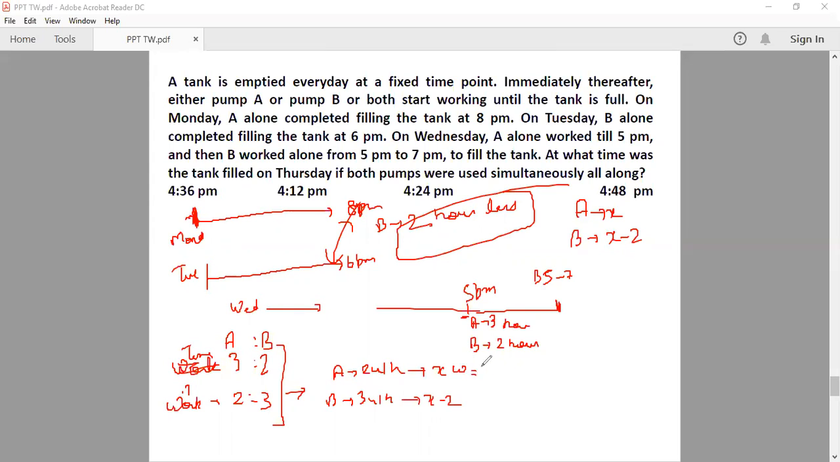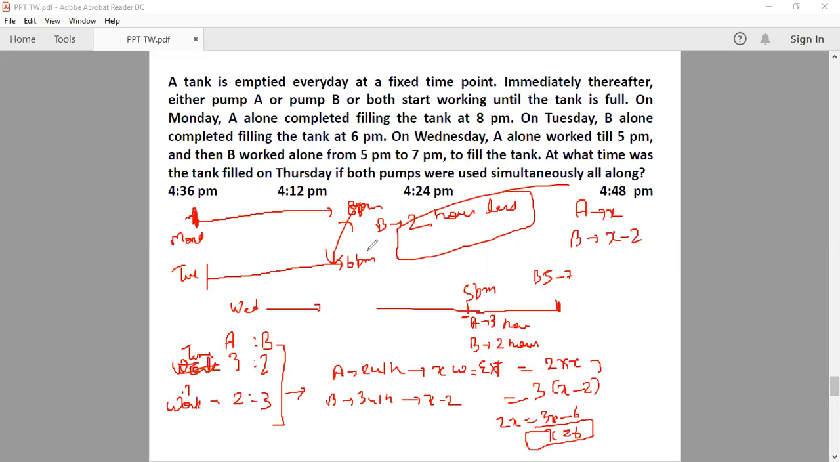Work is efficiency into time taken, which means if I say for A the work is 2 into x and the same work for B is 3 into x minus 2. Since they are doing the same work, equating them, I got the value of x as 6. Now what was x? X was the time.